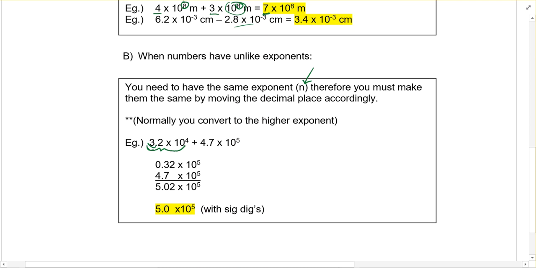So we turn it into that, and now we can do just like we did above. You just add these two numbers, and that gives you 5.02 times 10 to the 5. But with sig digs, remember, we can't have 3 sig digs because our sig digs were only 2. Actually, in both these cases, there were only 2 sig digs. So okay, proper sig digs is like that.